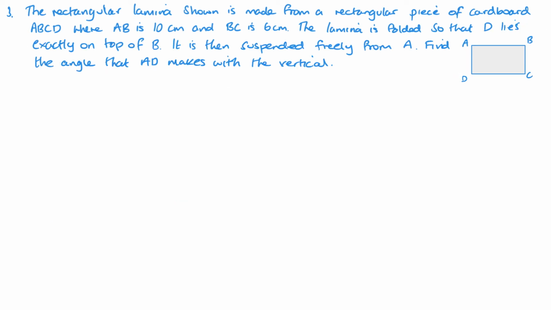Now, we've got the same kind of rectangle here, 10 by 6. But this time, before we start looking at how it's suspended, we can see that D is folded so it lies exactly on top of B. So D goes to here. Now it's a rectangle, so it's not going to fold nicely. We're going to have a bit sticking out of either end. So let's just try and get a rough idea of what it looks like.